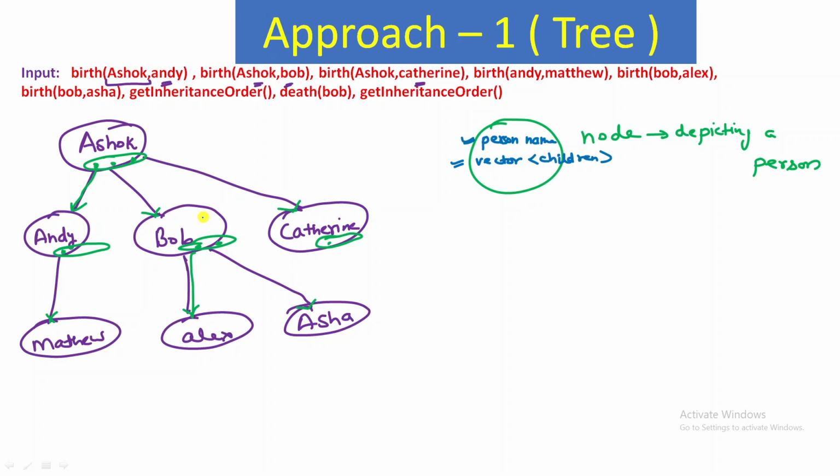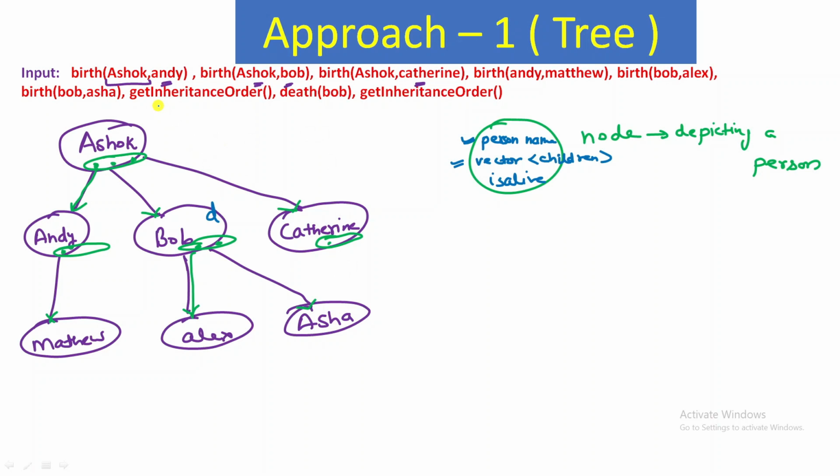Because in the inheritance order, if a person has died, like we saw that Bob died, then this person was not taken into account in the inheritance order. But how will we get to know? Because there will be some information stored inside this node about the status, which will tell me whether the person is alive or not. So there will be an isAlive field. In this way I can store all the information which is given to me.